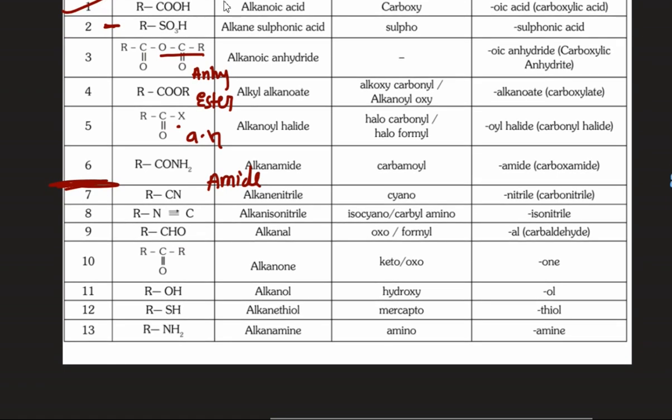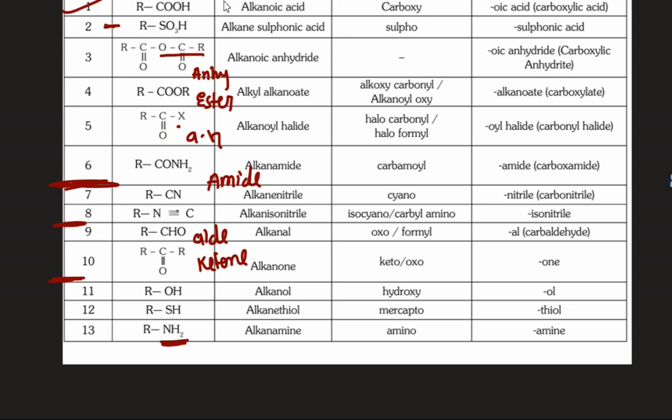Next, the next set you have to remember: cyanide, isocyanide, in the second position. Cyanide means CN, isocyanide means NC. Next, in the third category: aldehyde, ketone. Next, in the fourth category: alcohol, thiol, amine.